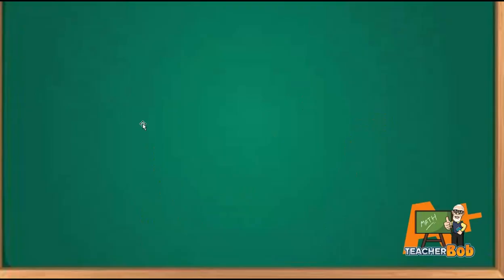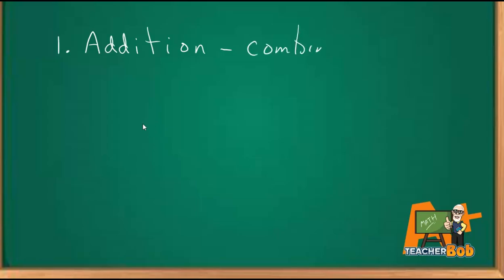First, let's review the four basic operations. When we're talking about operations, we're referring to addition, subtraction, multiplication, and division. And addition is just combining numbers. And that would be very simply something like 7 plus 5 is equal to 12.